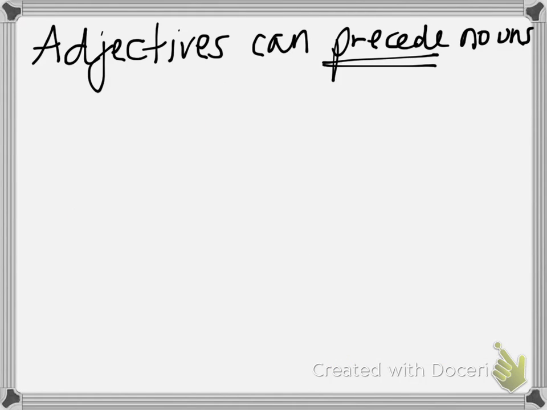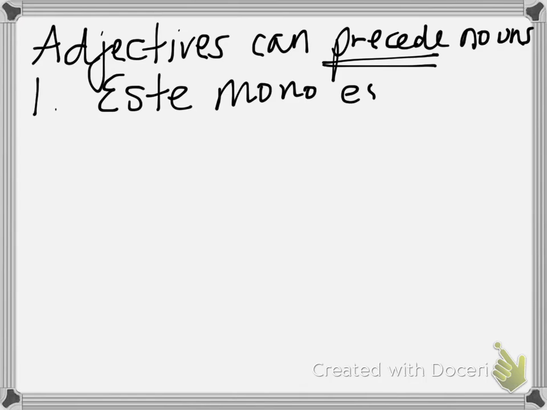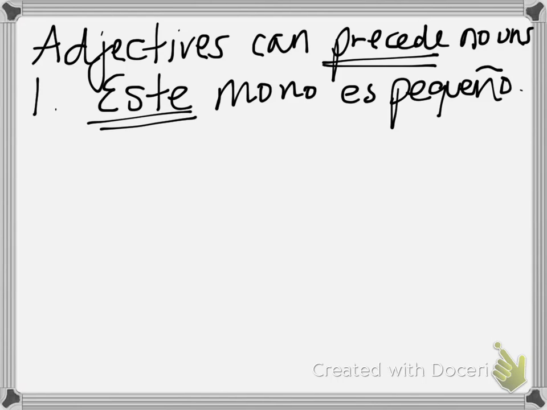Okay, so now I'm going to tell you something that goes against this regular rule. Some adjectives normally precede nouns, so they normally come before them. There are quite a few examples of this. The first one is demonstrative adjectives, so the words for this, these, that, and those. Okay, an example that you can add to your notes, este mono es pequeño. Okay, so the words for this and these, that, and those are called demonstrative adjectives, and those actually come before the noun.